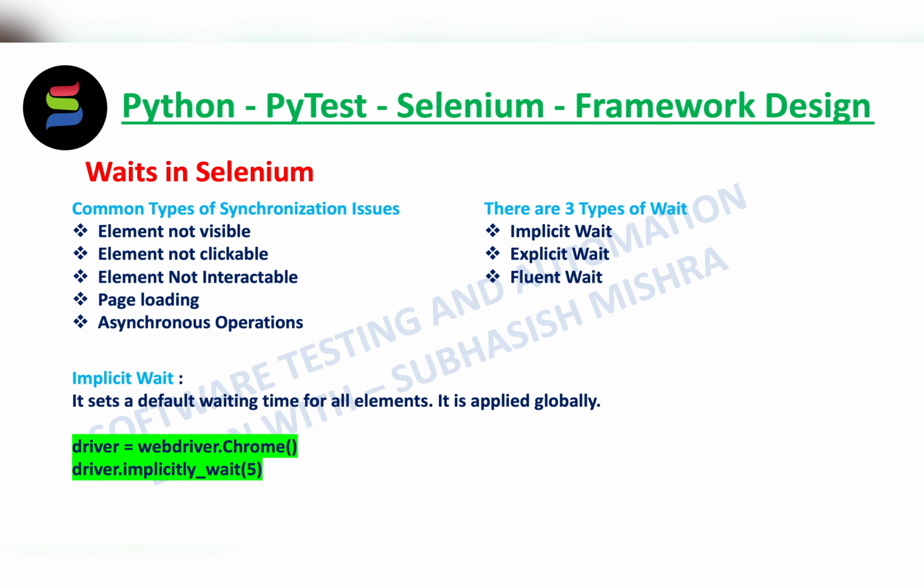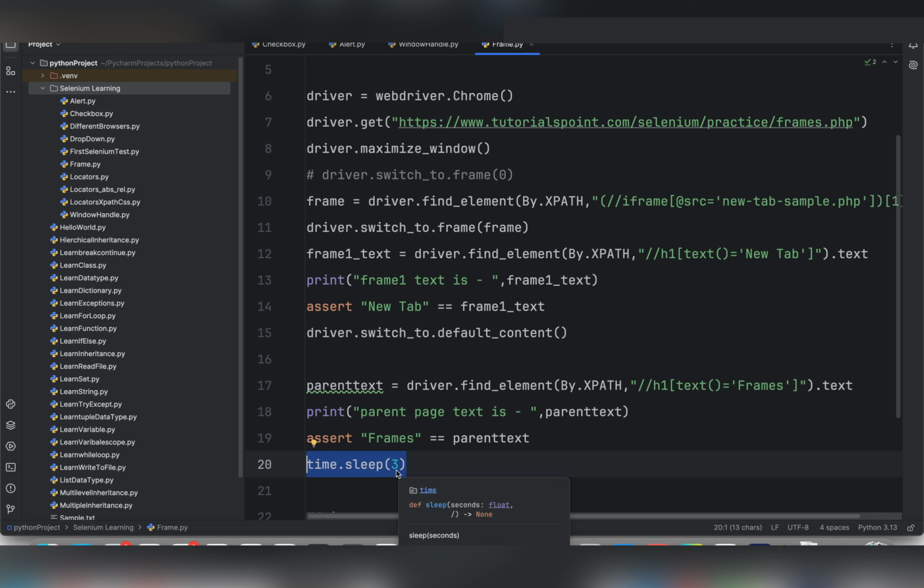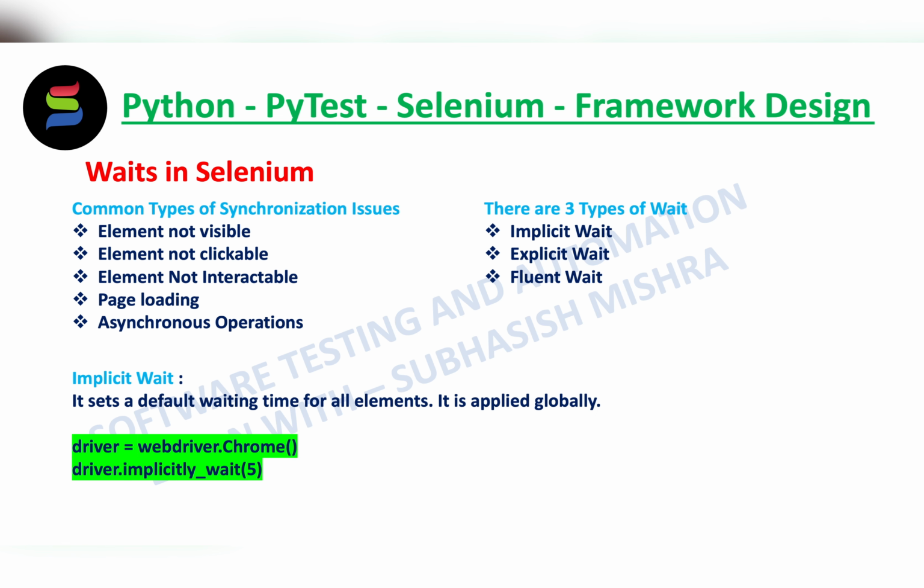But in the case of time.sleep, if we put 5 seconds, it will wait for 5 seconds. If you remember, I am talking about time.sleep. Here we are telling 3 seconds, it means it will wait for 3 seconds. So no matter if our object is displayed in 1 second or 2 seconds, time.sleep will still wait for 3 seconds. So time.sleep is not efficient and unnecessarily waits for a lot of time. One more thing, implicit wait is declared globally, so it applies to each and every line in our code. Whenever an object is not identified, it will wait until that particular time.